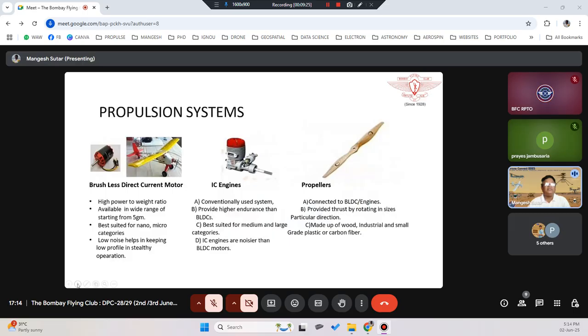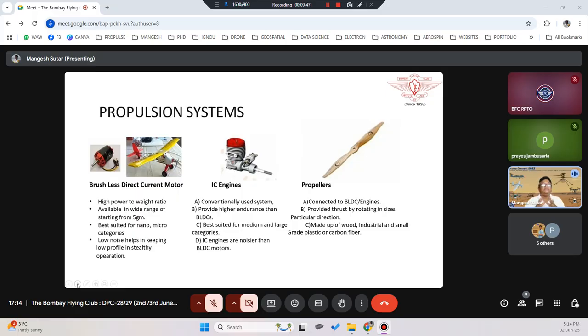So let's see the first one, propulsion. The first propulsion system is the brushless direct current motor, BLDC as we call it. BLDC has a high power to weight ratio and is available in a wide range, starting from 5 grams. That motor is even smaller, a tiny motor. You can build a fixed wing aircraft even with that tiny motor.